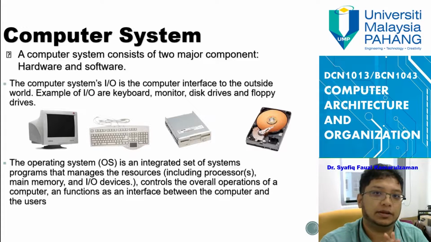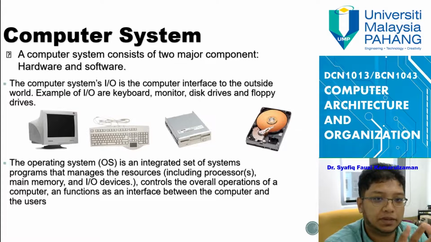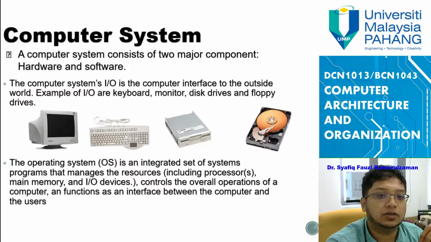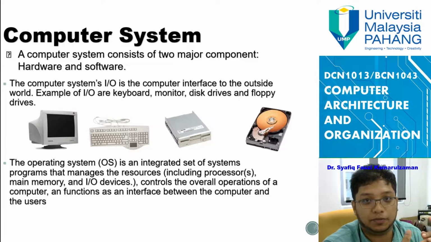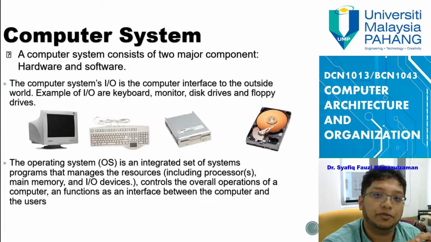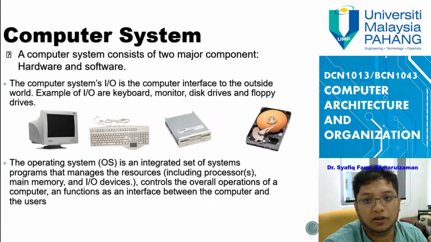A computer system is basically a system that consists of two major components, which is hardware and software. The computer system has input output around it. The computer's interface to the outside world is what we call the input output. Examples of input output devices attached to a computer are a keyboard, a monitor, a disk drive, a floppy drive.